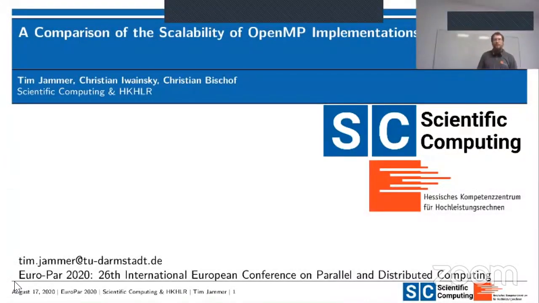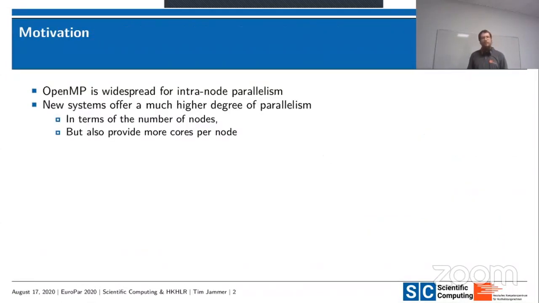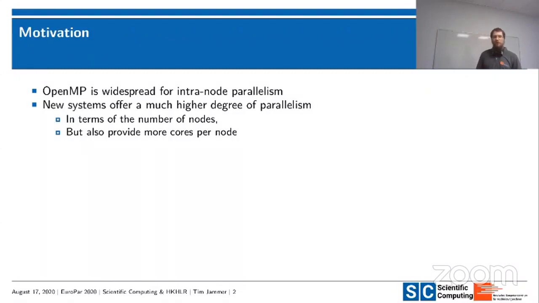Hi, my name is Tim Yammer and welcome to my presentation about the scalability of different OpenMP implementations. I think you might be familiar with OpenMP to some degree, as it is one of the most commonly used ways to achieve parallelism inside one node. Newer systems offer much higher degrees of parallelism, but not only in terms of the number of nodes, also they often provide more and more cores per node, therefore utilizing the parallelism inside a single node as efficiently as possible is a critical component in order to achieve maximum performance.